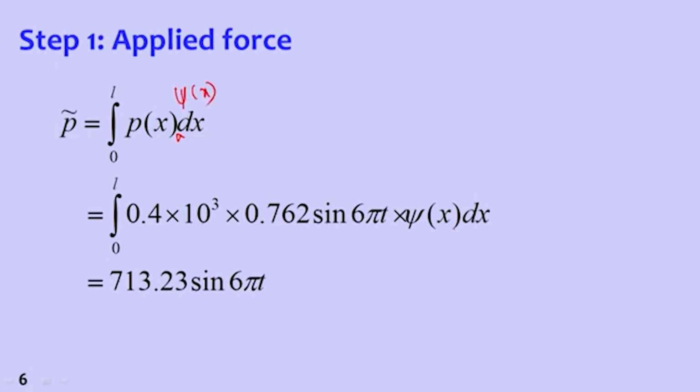Psi x. Okay. So this is a force which is applied sinusoidally. Then psi x dx. So all put together we are getting this value, 713.23 sine 6 pi t. So 6 pi is the forcing frequency.